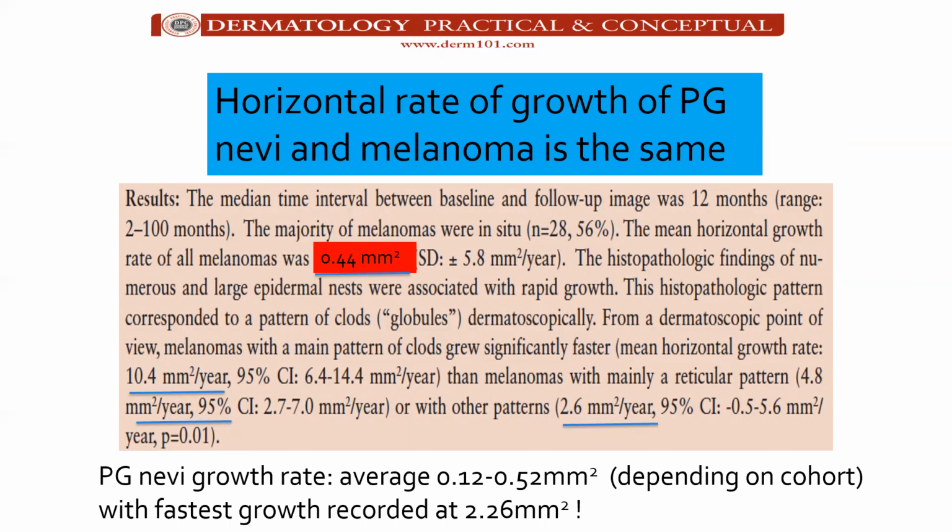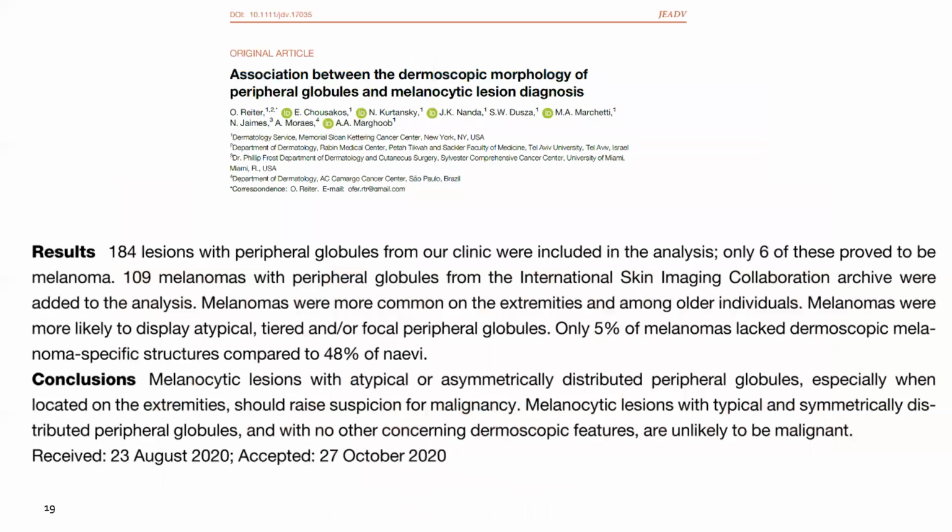So in this case, the speed of growth doesn't really help in order to identify or distinguish melanomas or nevi presenting with peripheral globules. However, what happens if we look into morphology? Is there anything that is different between the peripheral globules that are present in melanomas and nevi? And the answer is yes.